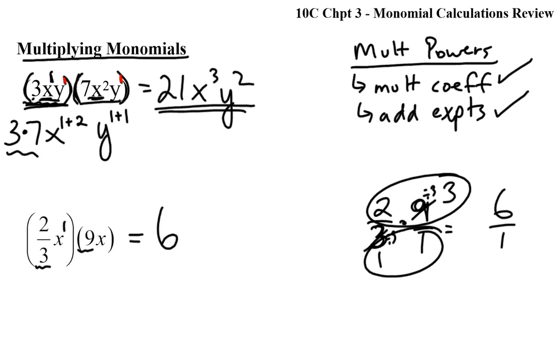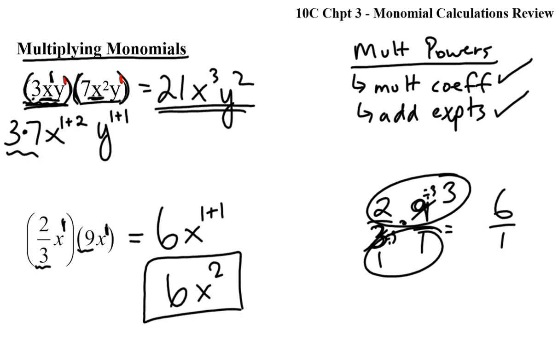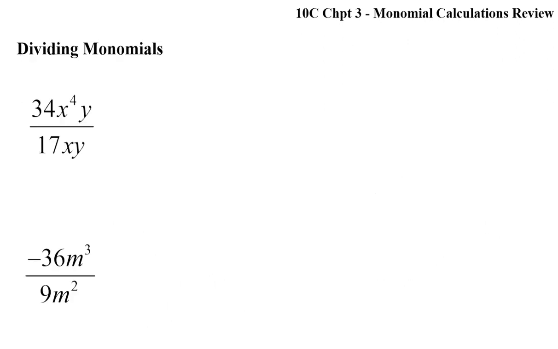And then we have an x times an x. Don't forget these exponent ones. That would become 1 plus 1 with our exponents. Multiplying gives us 6x squared. Multiplying monomials, seen it before. Dividing monomials, same kind of idea.